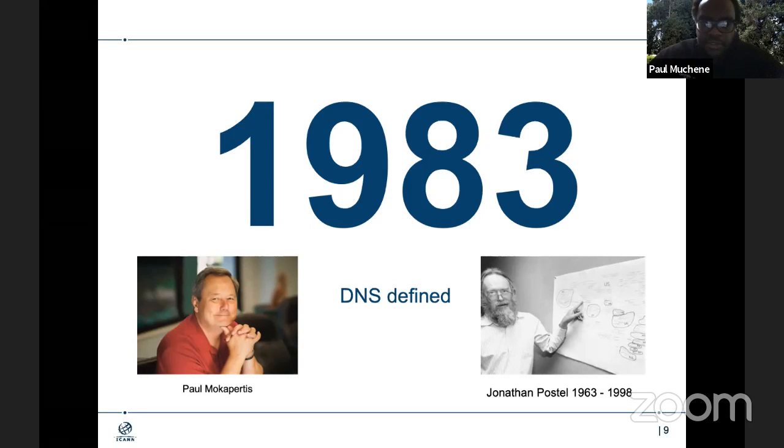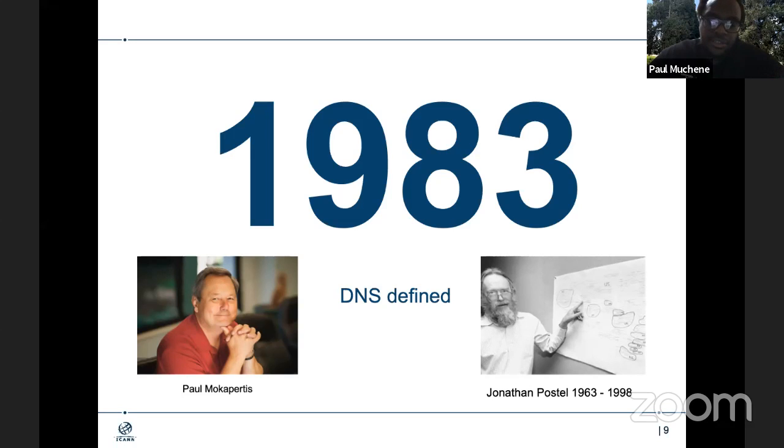During that time, it was basically a network for geeks. It was distributed, yes, but it was also very limited. It was mainly in the United States. But during that time, there were two computer scientists, Paul Mockapetris and Jonathan Postel. They actually defined what DNS is. Before then, DNS did not even exist.